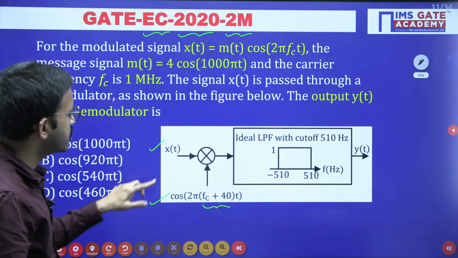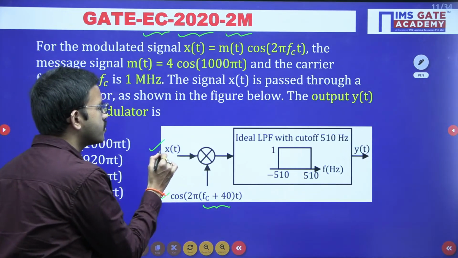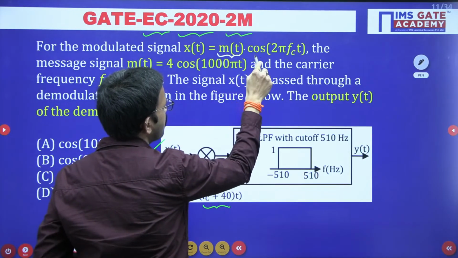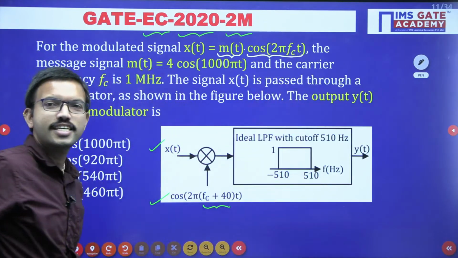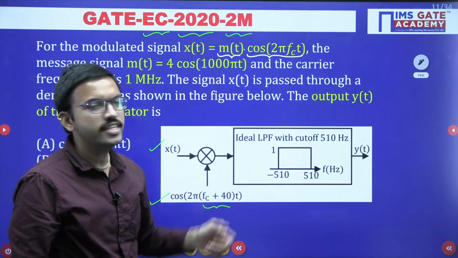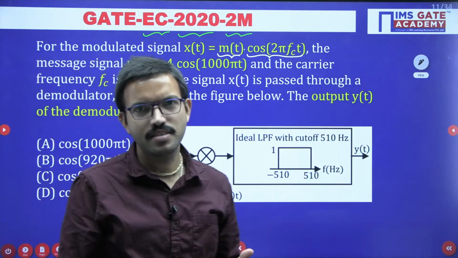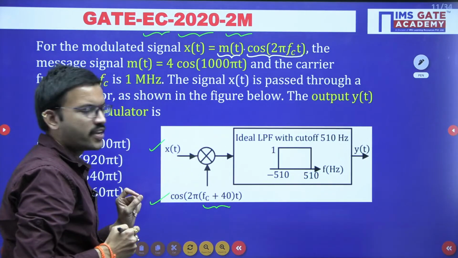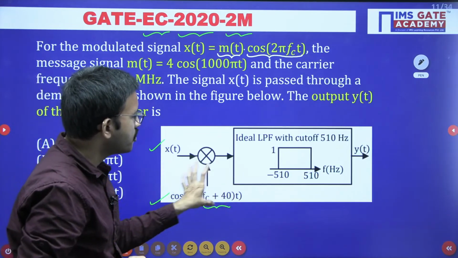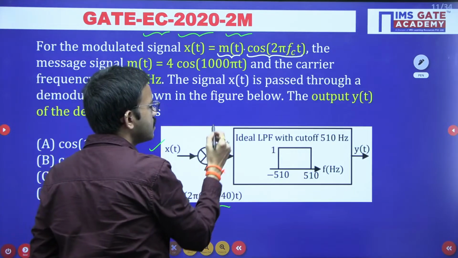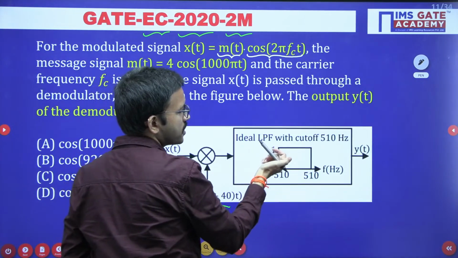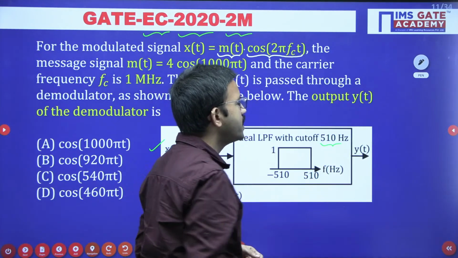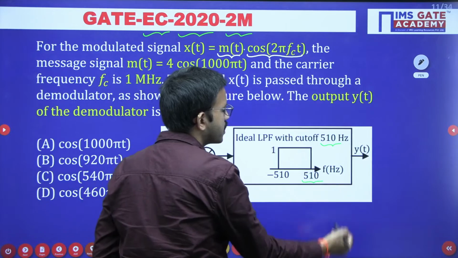Now see the beauty of this question. For this multiplier, you have x of t, but x of t is nothing but m of t multiplied with cos 2 pi fc t. So x of t is a DSB-SC signal. Here you are given the DSB-SC signal and one more carrier signal. You multiply them and pass the output through a low pass filter. In this example, the low pass filter has a cutoff frequency of 510 Hz.